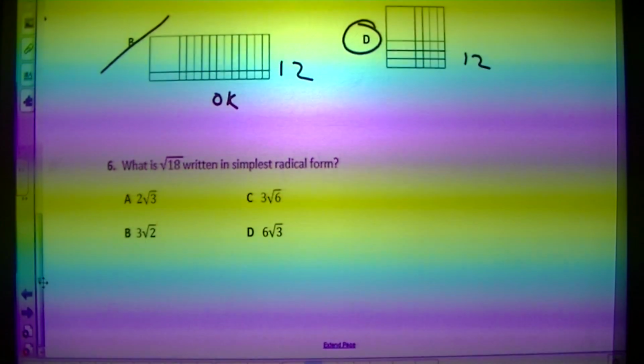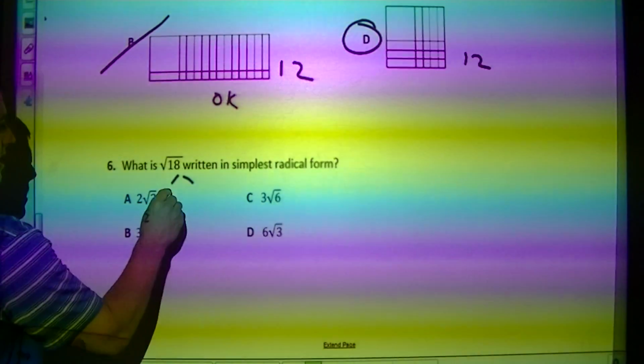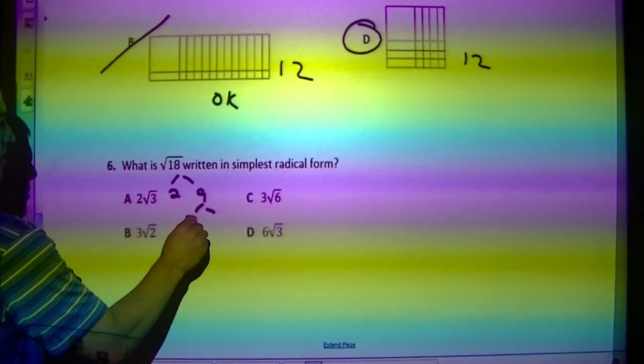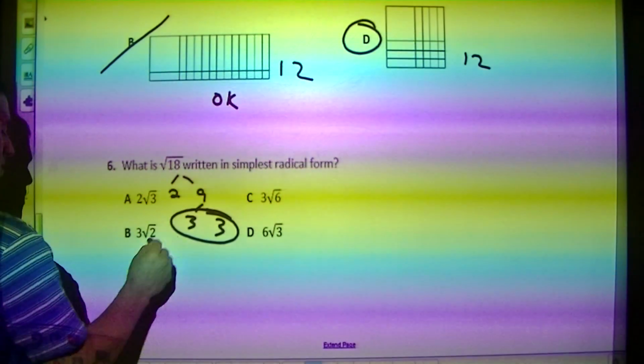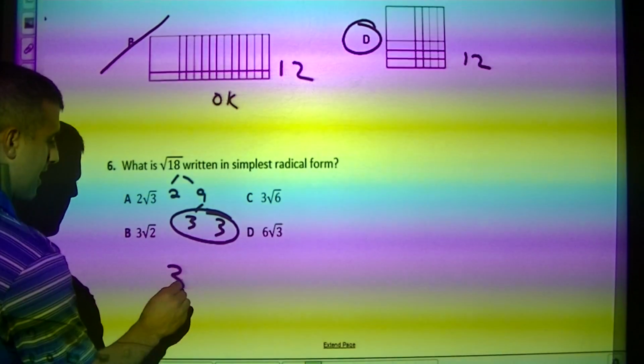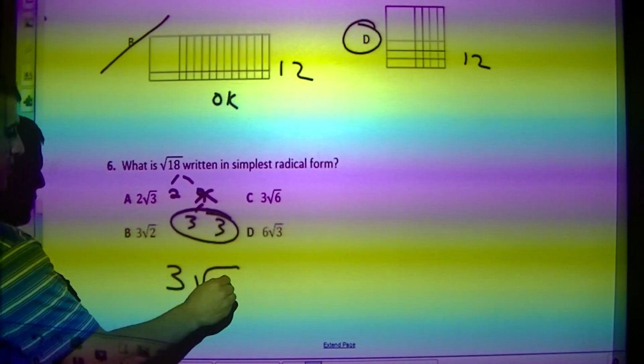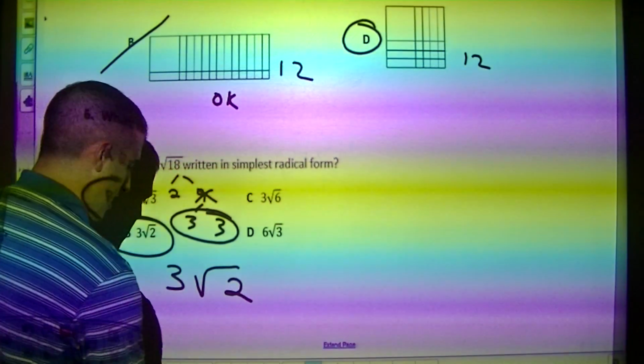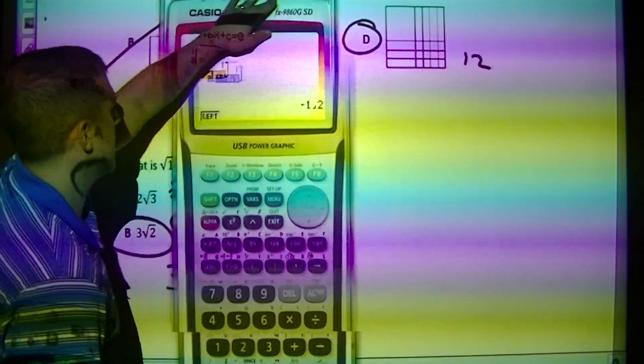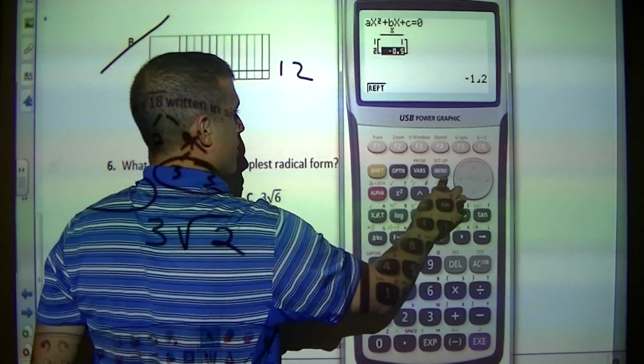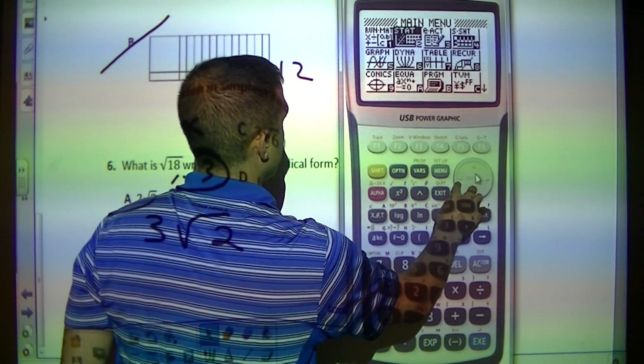Okay, moving on to number 6, square root of 18. That's 2 and 9, 3 and 3. Okay, so that means there's a 3 on the outside, and the 2 on the inside. That's the answer.